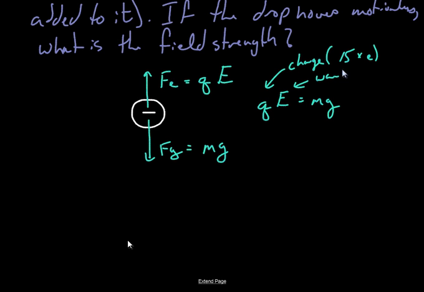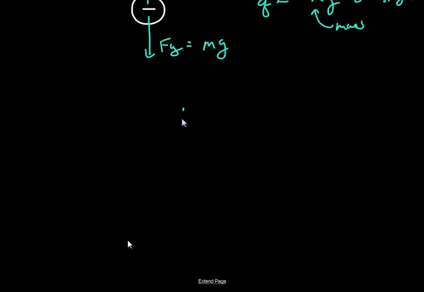E, field strength, is what we want. m is the mass of the drop. And g is the gravitational field strength. So g is the gravitational field strength. Okay? And we want to isolate for E. This is what we get. mg over Q is equal to E.